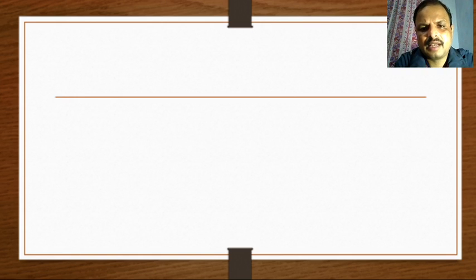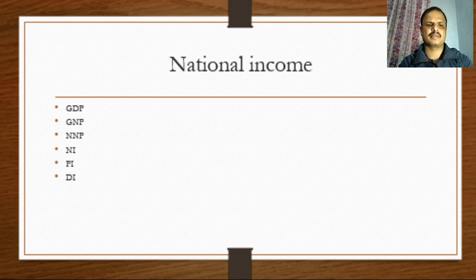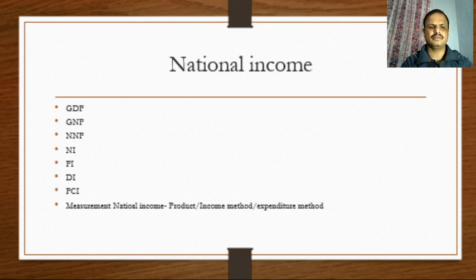So now let's start the video topics. Today I put about national income, which is of grade 12 economics. We know in national income account there are so many matters. Let's see what are the matters there. The national income account includes GDP, GNP, NNP, NI, PI, DI, and PCI.